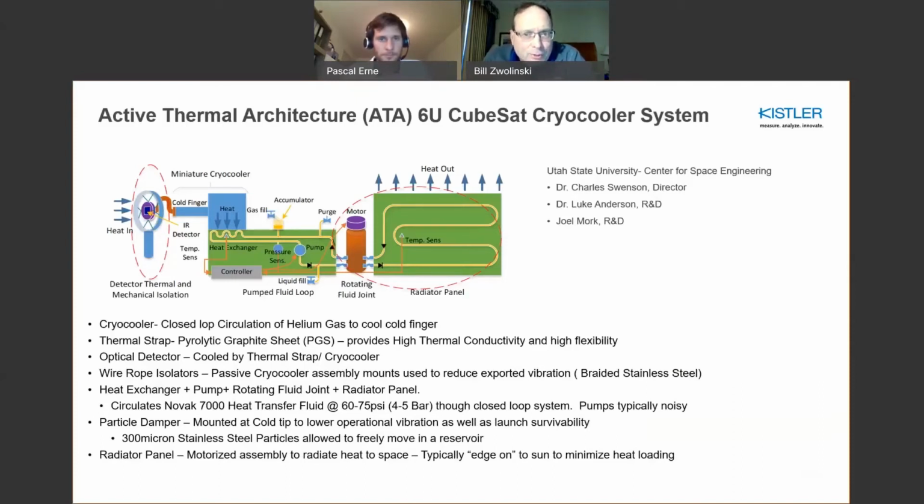If you're not familiar with Utah State, they also have a very prominent space dynamics lab there that's quite recognized in the space industry for sure.